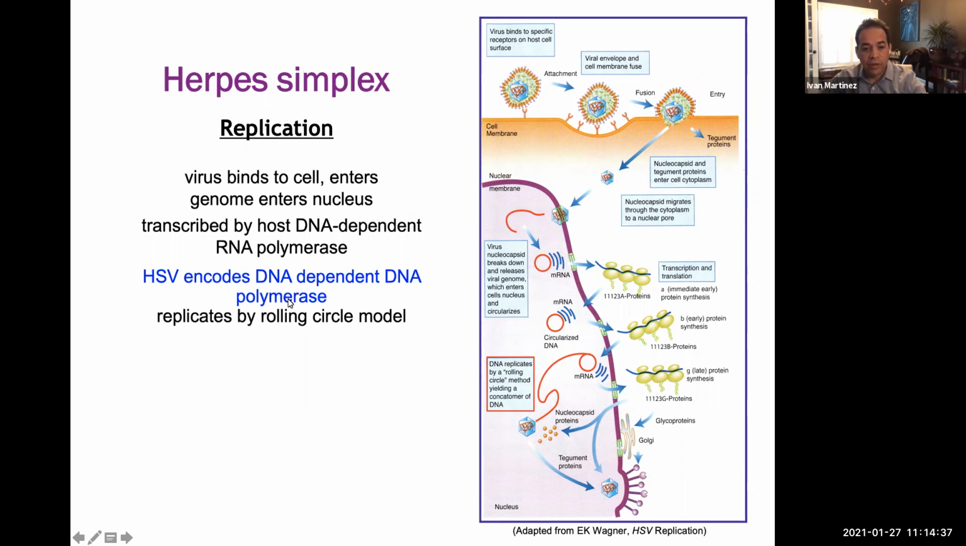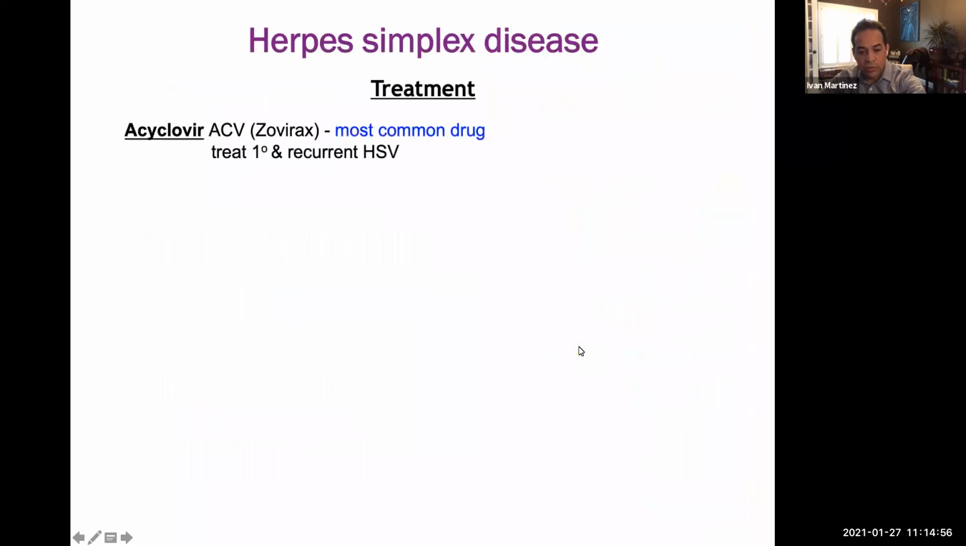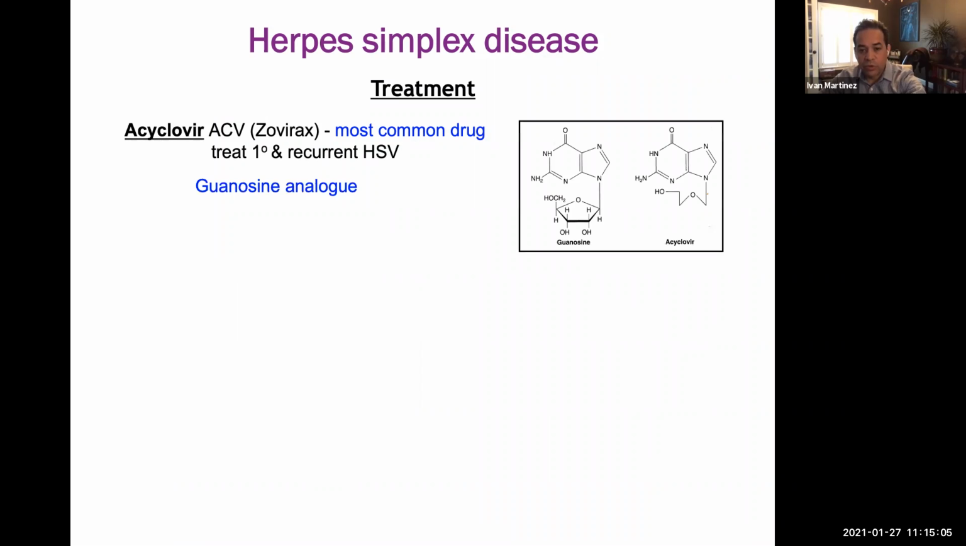And they have this replication, it's called rolling circle model of replication. They have these immediate early genes, early genes and late genes, like any virus. The immediate early and early are mostly related to transcription and replication of the virus, and late genes are mostly structural proteins. And yes, like I said before, the advantage of this virus expressing their own DNA polymerase is that we can use drugs against it. And one of them is acyclovir.